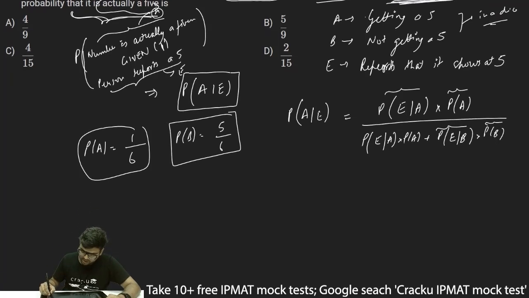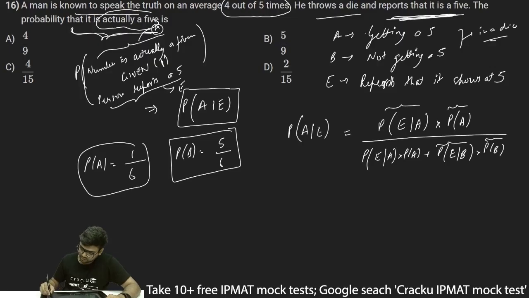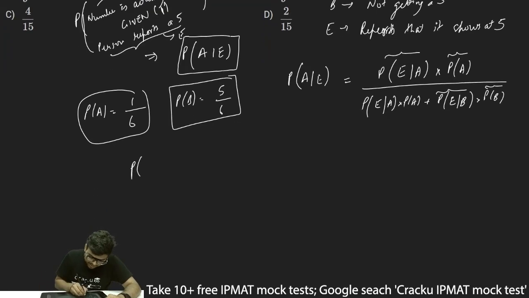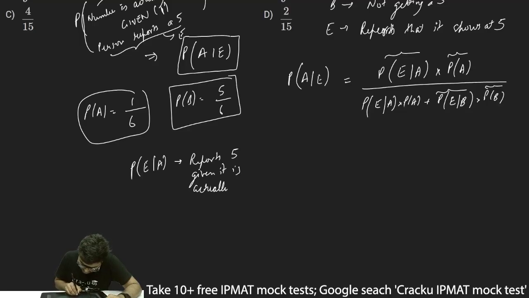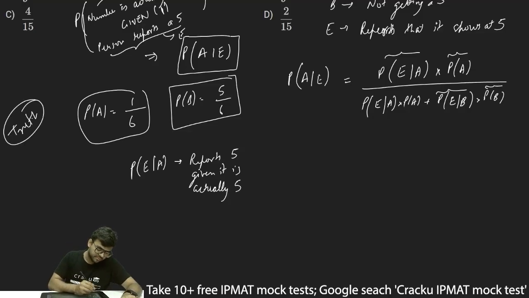Now the next task is to find the probability of event E given that A has already happened. What is E? E is basically that the person reports a 5 and it is actually a 5. The event is reports 5 given it is actually a 5. Now you throw a pair of dice and it shows 5. If I see 5 and I tell you that it is a 5, what does it mean? It means that I am saying the truth.